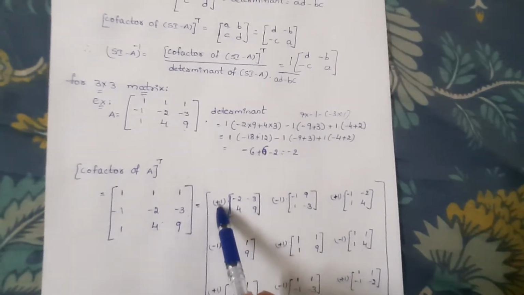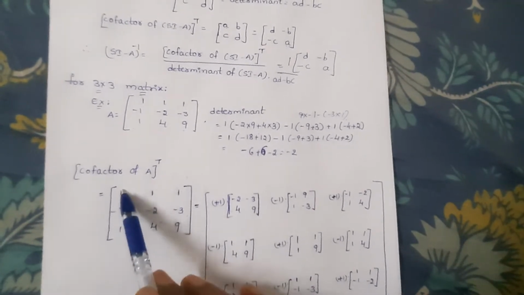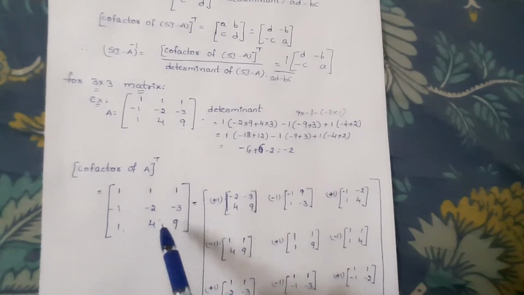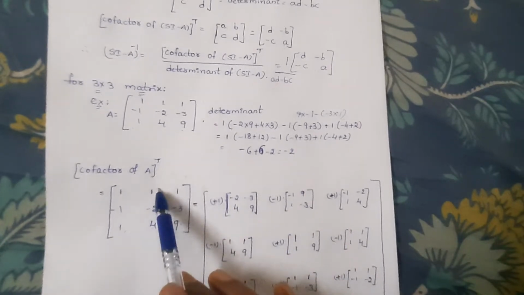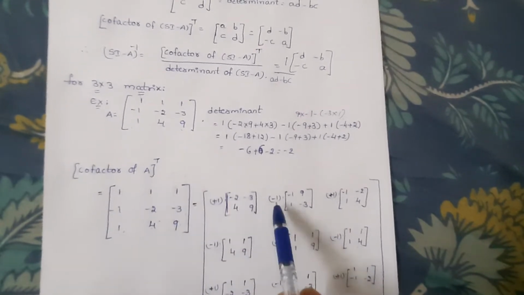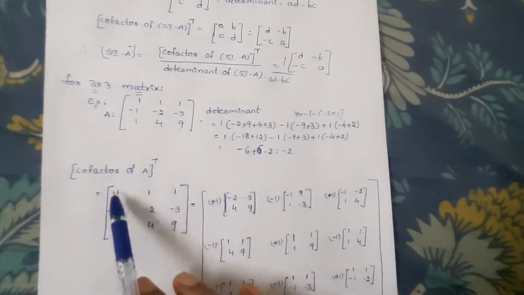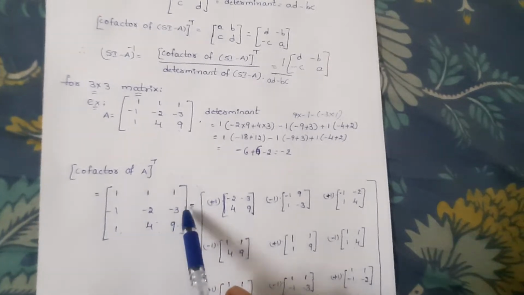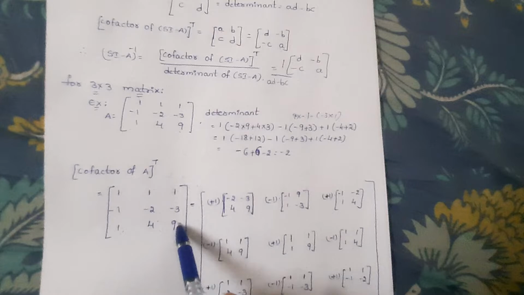Here, first you should consider plus 1, so we are considering this. This row and this column you leave, and you take minus 2, minus 3, 4, 9. And again minus 1, whatever the value here, don't consider that value; you should mention it as minus 1. So after leaving the column and row, you are left with minus 1, minus 3, 1 and then 9.